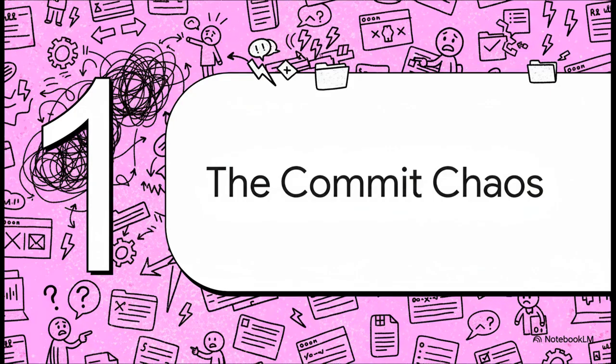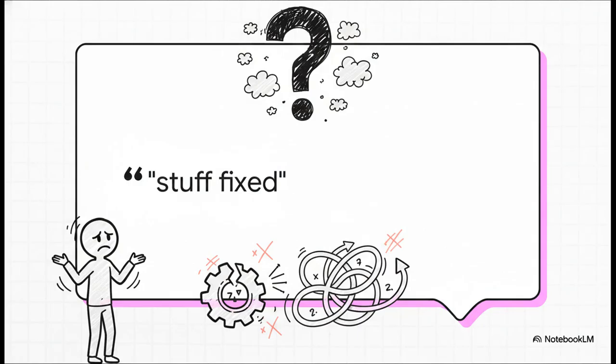So first, let's dive into a problem I'm sure many of you have seen before. We'll call it the commit chaos. And yeah, it's something that plagues a ton of development projects. Does this look familiar? A commit message like "stuff fixed," or maybe just "update." I mean, it tells you absolutely nothing, right? It's the digital equivalent of a shrug. And when you're trying to debug an issue months from now, it is completely useless.